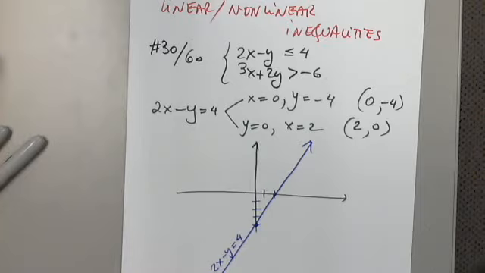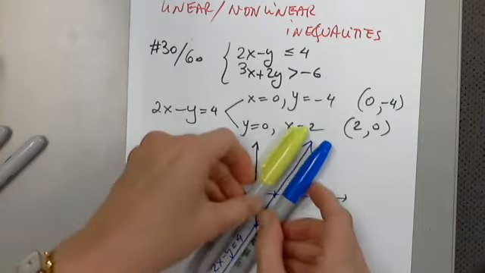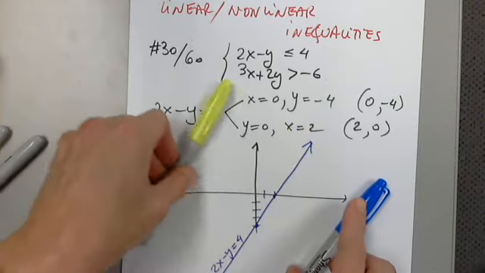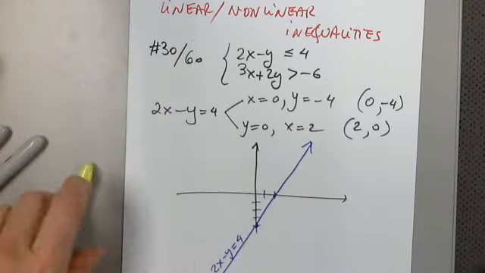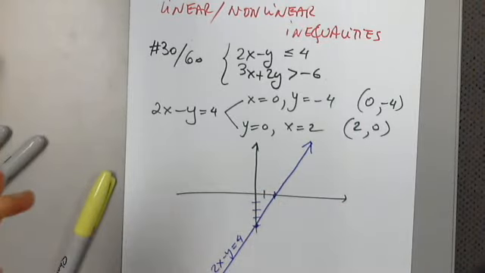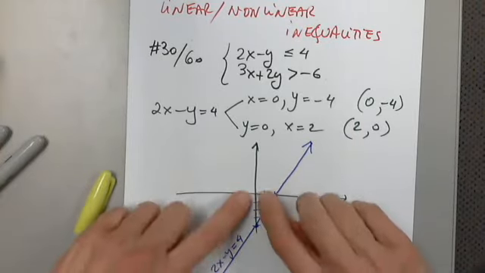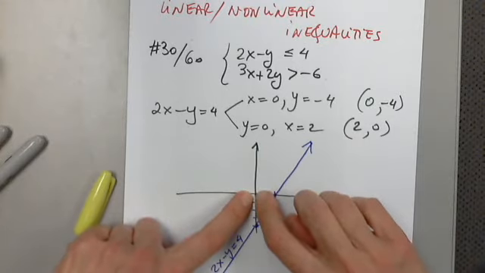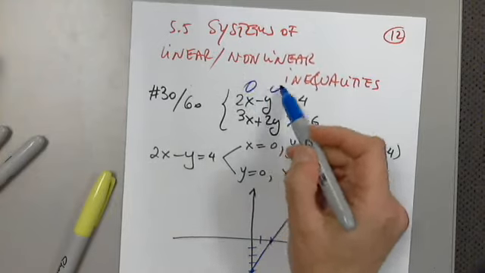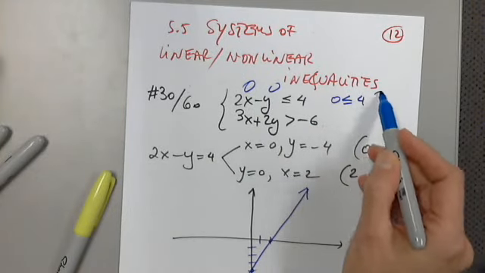Now, I hope you agree with the following statement. This line divides the plane into two regions, the region below and the region above. I'm going to use the easiest point to work with. If the line passes through it, I cannot use it. But it doesn't. I'm going to use 0, 0. I'll plug it in: 0 less than or equal to 4.